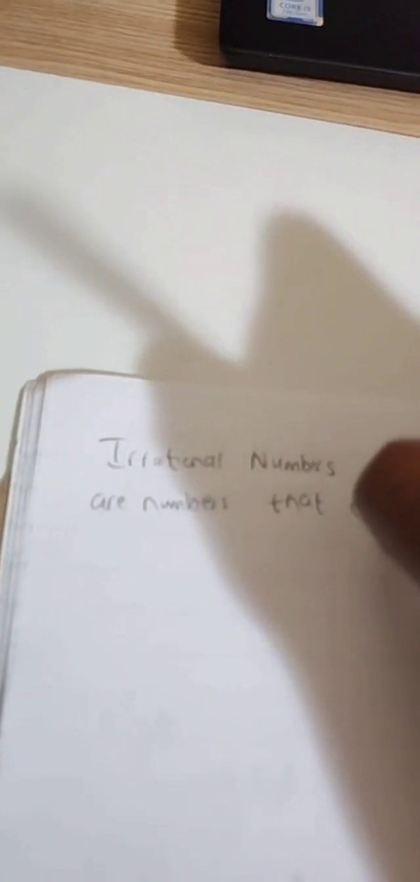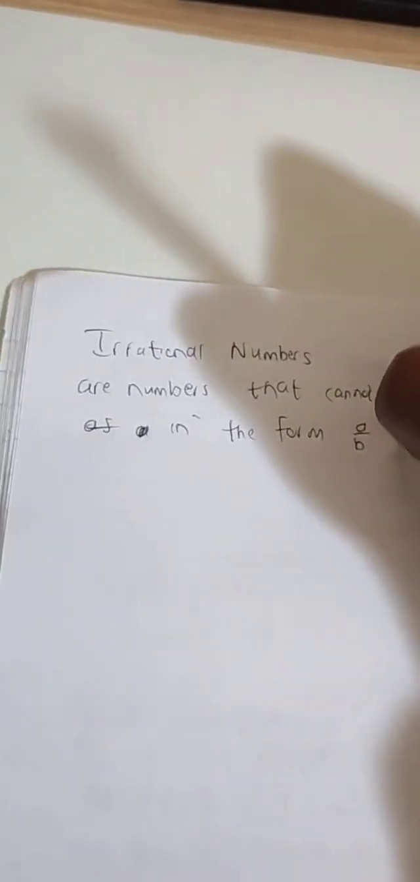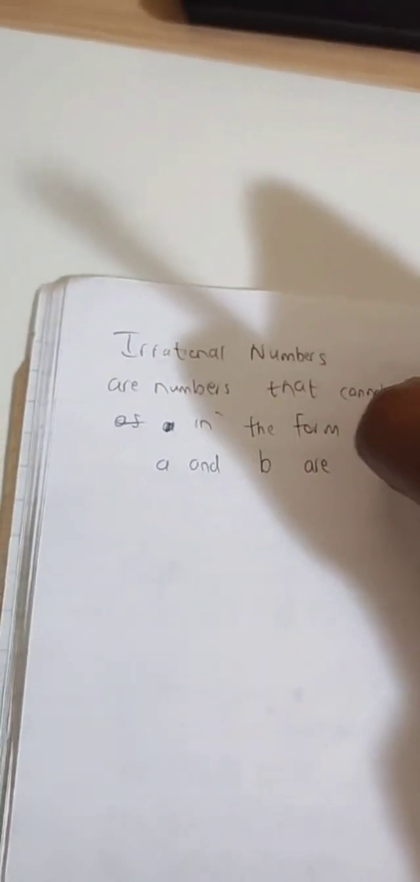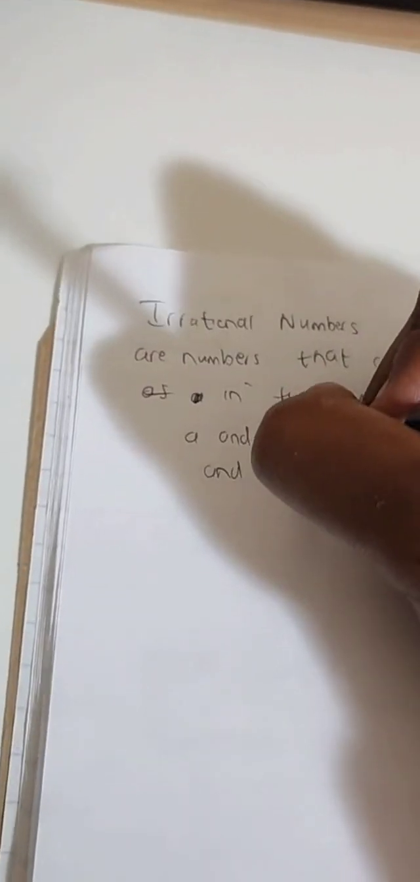So please do it. What are irrational numbers? Irrational numbers are numbers that cannot be expressed in the form a over b, where a and b are integers and where b cannot be 0. In other words, the denominator cannot be 0.